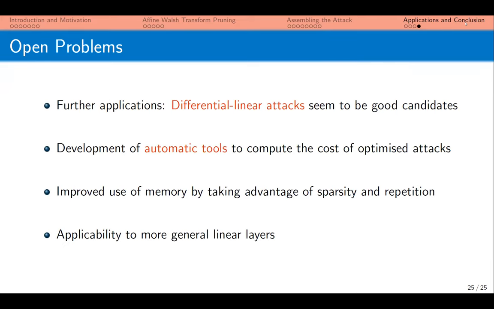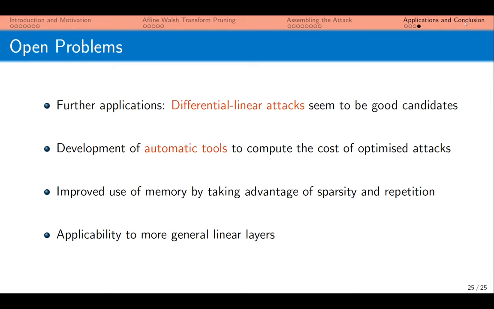Finally, I would like to discuss some open problems related to this technique. The first would be to apply it in other scenarios. In particular, we think that differential-linear cryptanalysis is a good target because in a differential-linear attack, we have to consider essentially the same key guess for each of the two ciphertexts in a pair. So already we have a lot of redundancy on the key guess side.